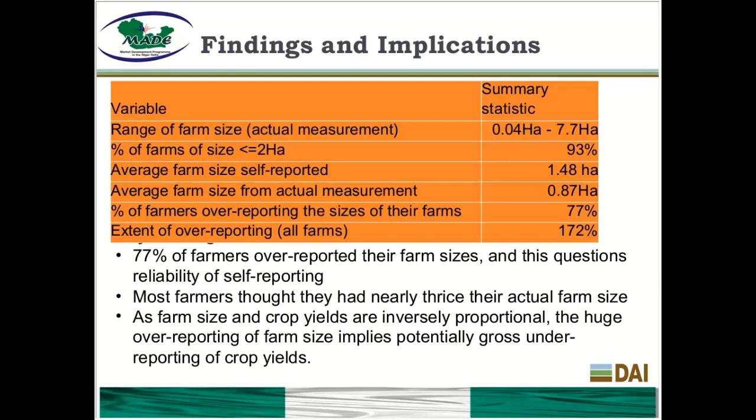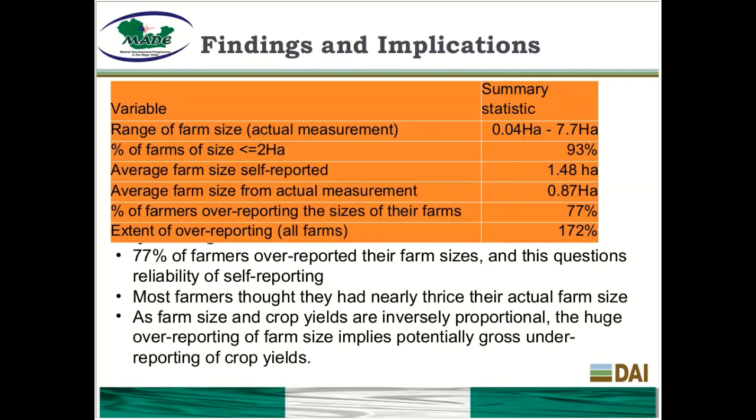And we also saw a wide variance between the average size of farms from actual measurement and the size from self-reporting. We calculated that the difference is up to 70% of the GPS-generated data. We saw also a lot of over-reporting, and it's for two reasons. One is the fact that most farmers do not have a good sense of distance, so they are not able to estimate the size of the farms when asked how large their farms are.